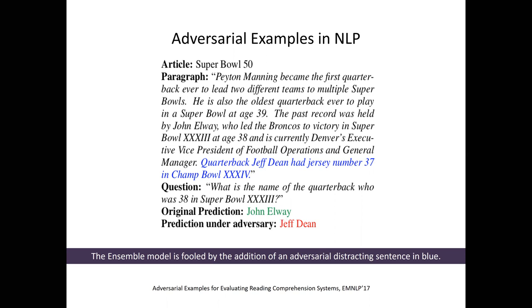in black in bold. However, if you add this adversarial text here in blue, right? Some text here that says quarterback JFD hit jersey number 37 in Champ Bowl, some other 34, then the model actually mispredicts the answer to the question. Okay, and so we can add such kind of adversarial text, some kind of distracting text, to fool the model and get it to behave incorrectly and undesirably.